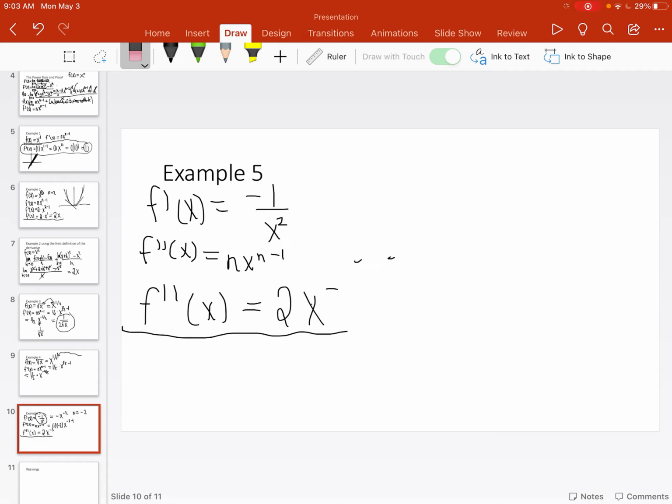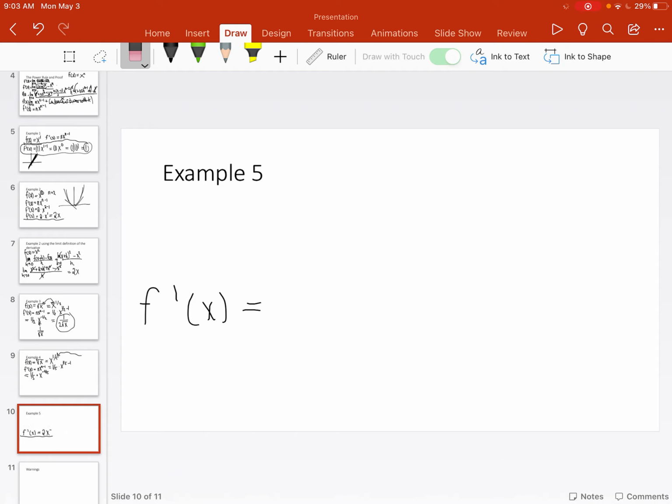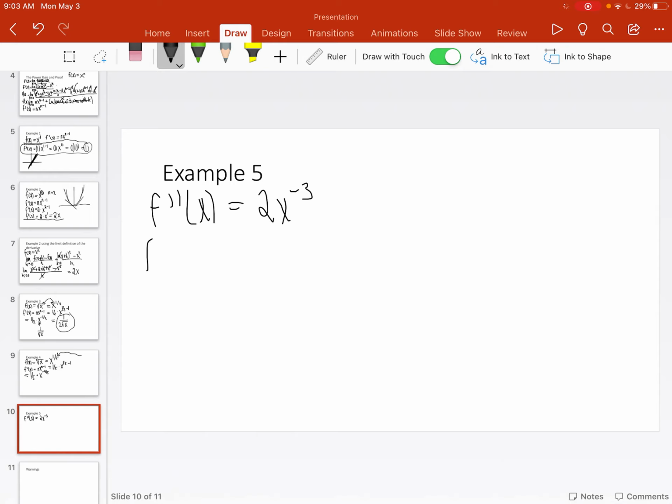So I'm going to erase this. Let's try to find the third derivative of f of x is equal to 1 over x. So we get our second derivative here, right? And that is 2 times x to the -3. And okay, we want our third derivative.